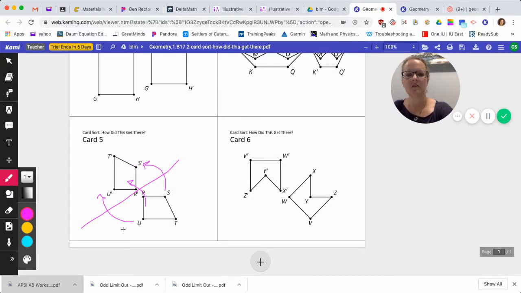Okay, but you don't have to just guess. You can actually find your line of reflection, and this is really, really important. You can find your line of reflection by finding the perpendicular bisector of a segment.